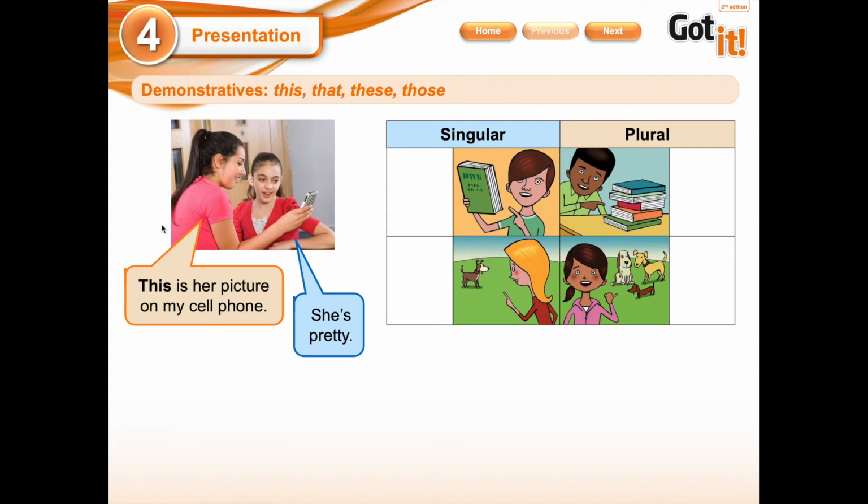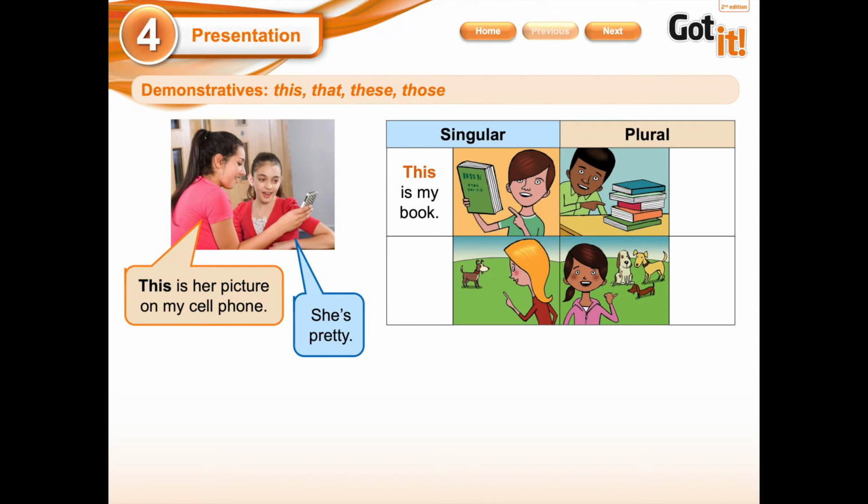Let's begin with the singular part. You can see a boy, and he's with a book, but it's only one book. And for that, you have to pay attention that the book is very close to the boy, so we're going to use the word this. This is my book. Or also you can use another element. This is my cell phone. This is my computer, this is my tablet. You can use a lot of elements, but you have to pay attention that it is only one and has to be very close to you.